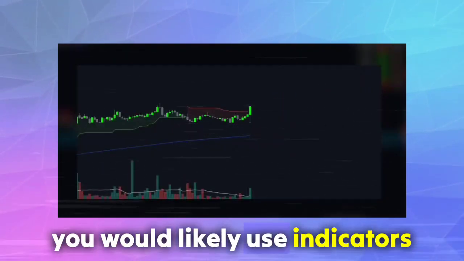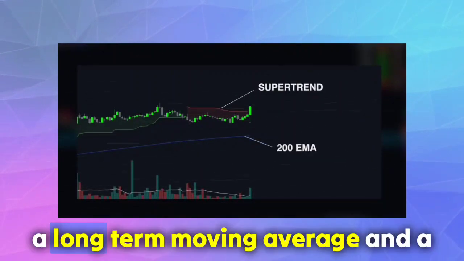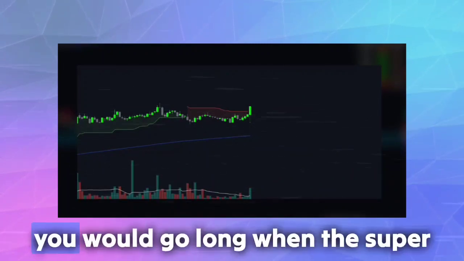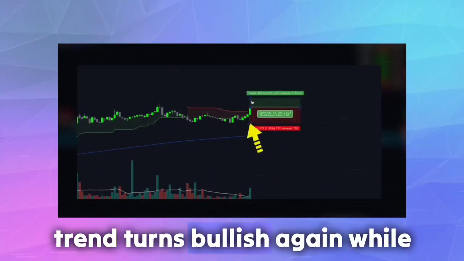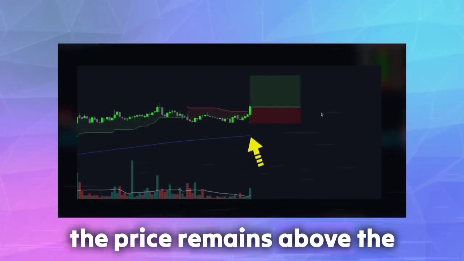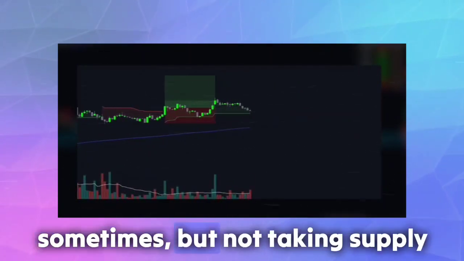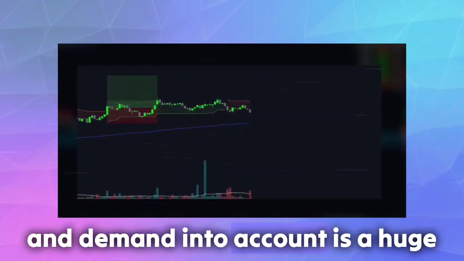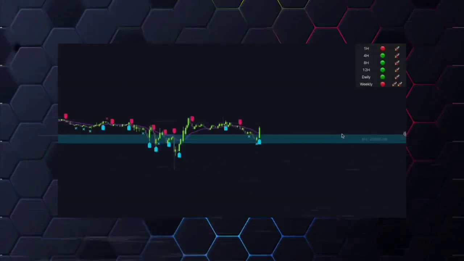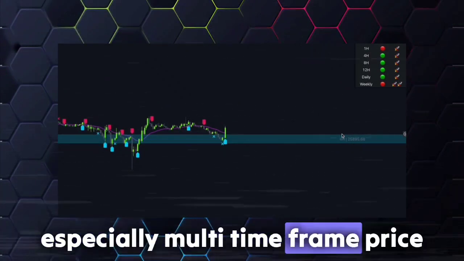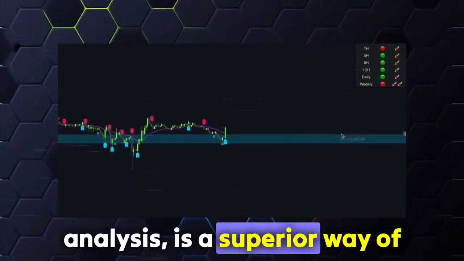You would likely use indicators like supertrend, a long-term moving average, and a volume indicator in a regular strategy. You would go long when the supertrend turns bullish again, while the price remains above the MA and the volume is high. This strategy might work sometimes, but not taking supply and demand into account is a huge downside. That's why combining indicators with price action, especially multi-time frame price analysis, is a superior way of trading.